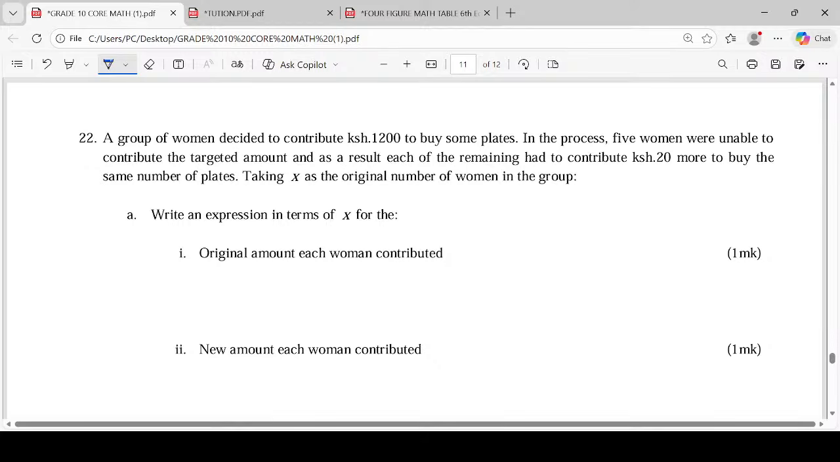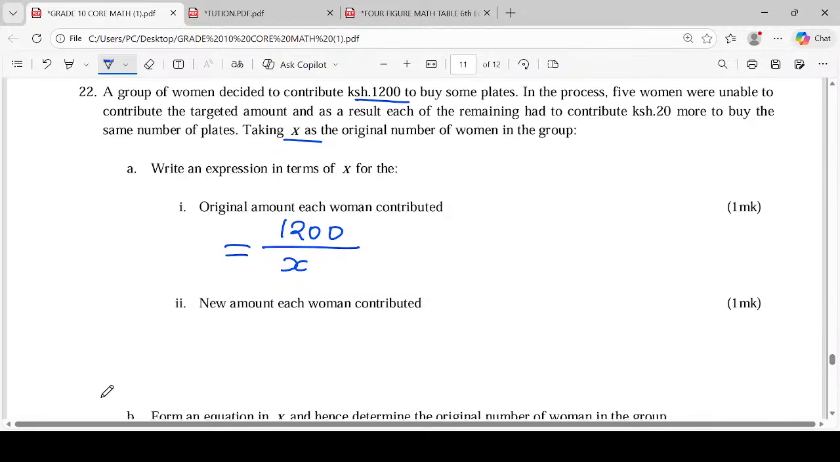Taking X as the original number of women in the group, write an expression in terms of X for Roman 1, the original amount each woman contributed. Remember, they are talking about the original amount. The correct language there is the original amount each woman was to contribute. So because the original number of people was X and the total amount to be contributed was 1,200, the amount being contributed by each person originally could have been the total amount to be contributed, 1,200, divided by the original number of people, which is X. So 1,200 all over X becomes your answer there.